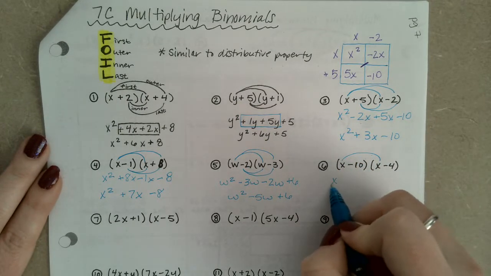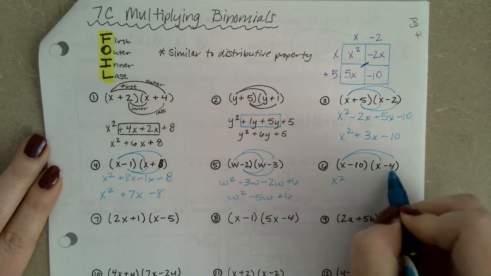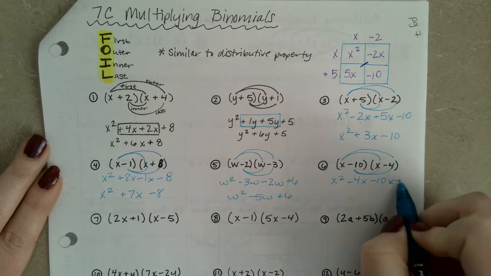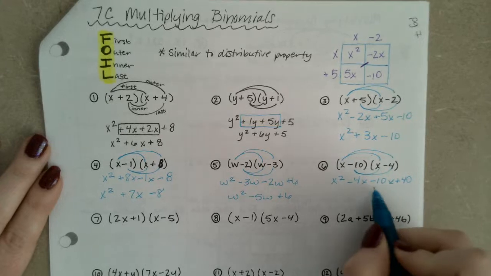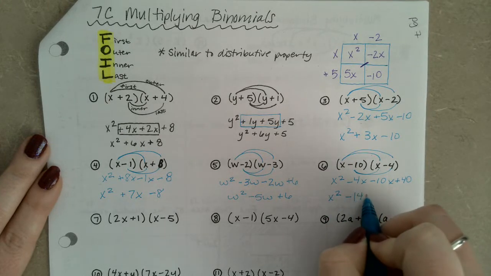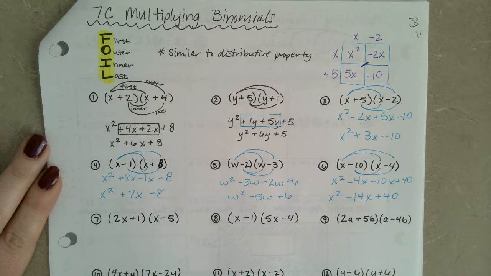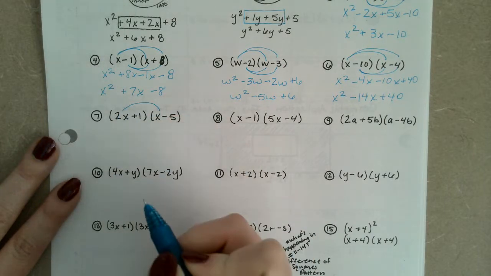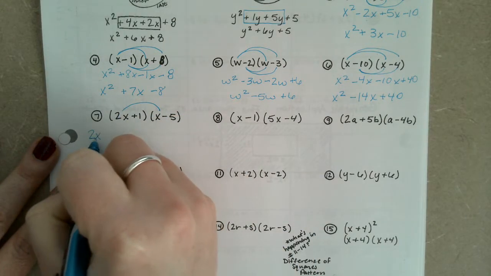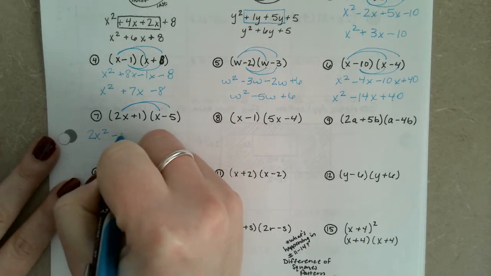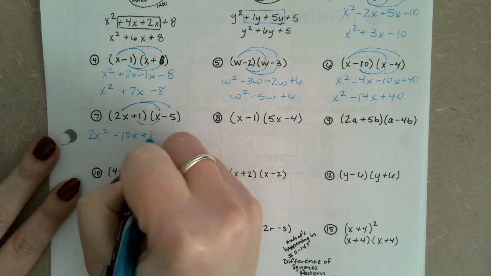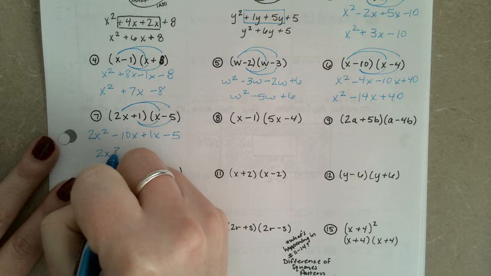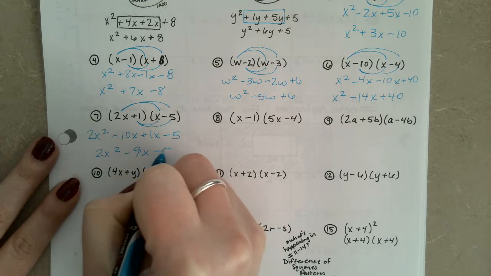The same thing applies regardless of what the signs of your binomials are. So x times negative 4, negative 10 times x, and negative 10 times negative 4 is positive 40. And then we can combine these two, and we will get negative 14x plus 40. In number 7, when we start to see coefficients in front of our x's, the process still applies the same way. So 2x times x is 2x squared. 2x times negative 5 is negative 10x plus 1x minus 5. These two are like terms, so I can combine them. So that will give me negative 9x minus 5.